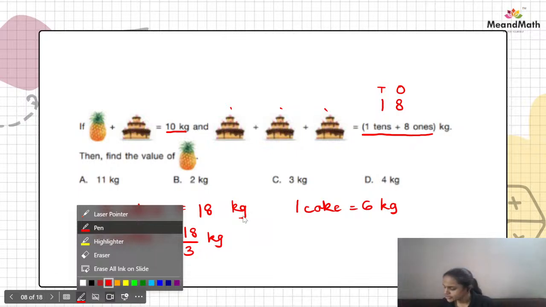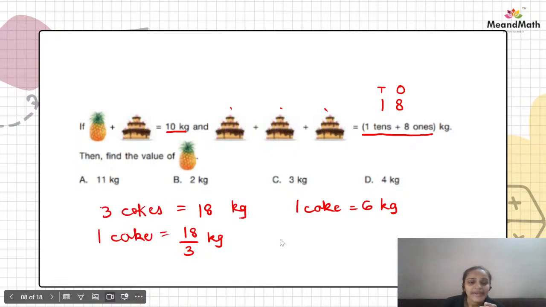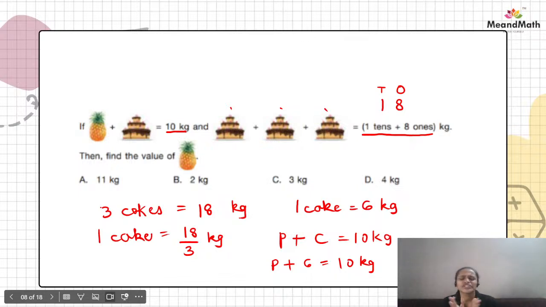So I have found the value of one cake, and now it's time to find out the value of the pineapple. So pineapple plus cake, I'm just writing the short form, equals 10 kgs. Now I know the value of the cake, so I am going to write 6 equals 10 kg. So definitely pineapple is equal to 10 minus 6 kgs, that is 4 kgs. Very good job, Trijal. Your answer is absolutely right. It is option D, that is 4 kgs. Good job. So you answered before I could explain, but I hope you understood how we got 4 kgs, right? Yes. Okay.